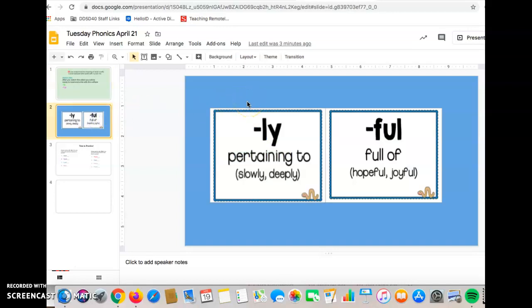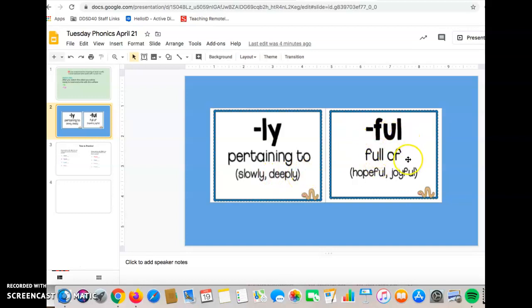This slide explains a little bit more about what the meanings are of the suffixes. So the suffix ly, ly, means pertaining to, slowly, deeply. So pertaining to means in that way. It is being done in that way, or it is about that. So if something is being done in a slow way, it's being done slowly. If something is being felt in a deep way, it is being felt deeply.